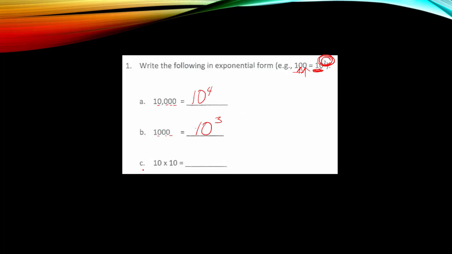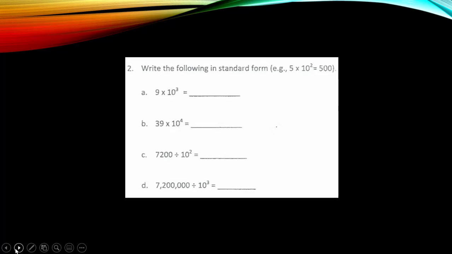This one, 10 times 10, that's 2 copies. 1 copy, 2 copies. So that's 10 to the 2nd power because it's 2 copies. So that means the answer there would be with 2 zeros. That would be 100. Okay, let's look at this one.